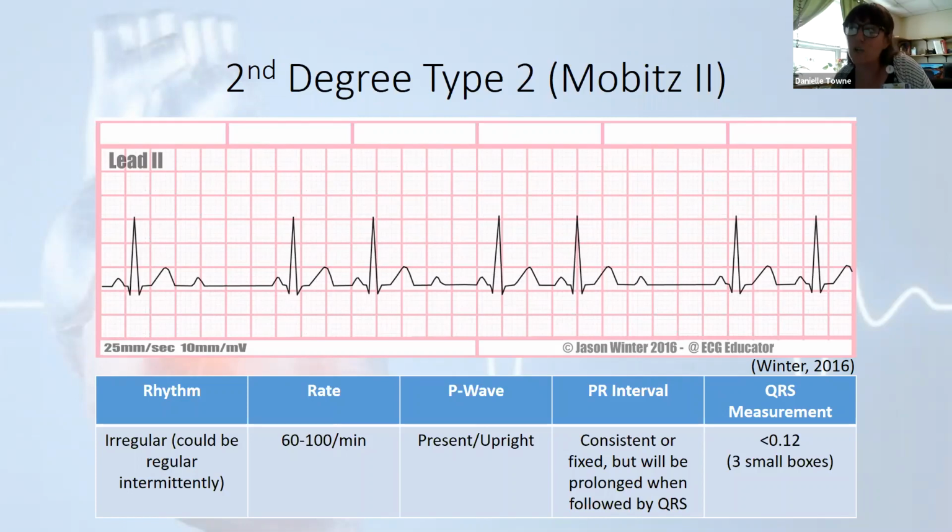Because in the second degree type 1, Mobitz I, Wenckebach, that all being one name, we can kind of see when it's going to happen because it gets progressively longer, and then the beat drops. With this, a beat can drop anytime because the AV node can just block it.